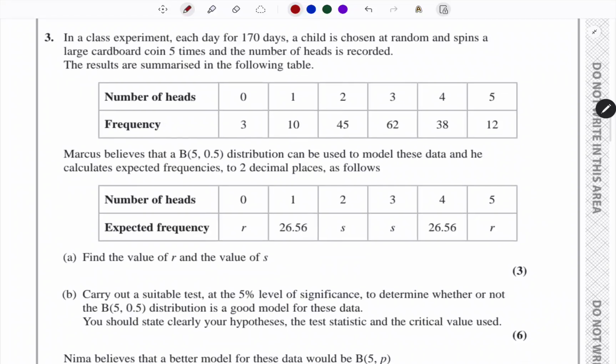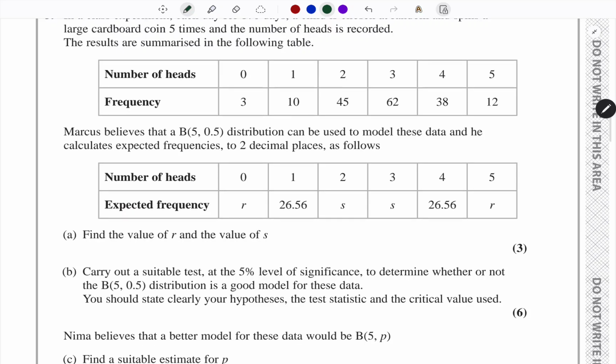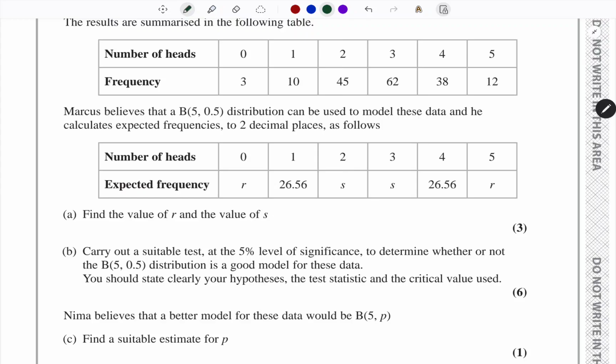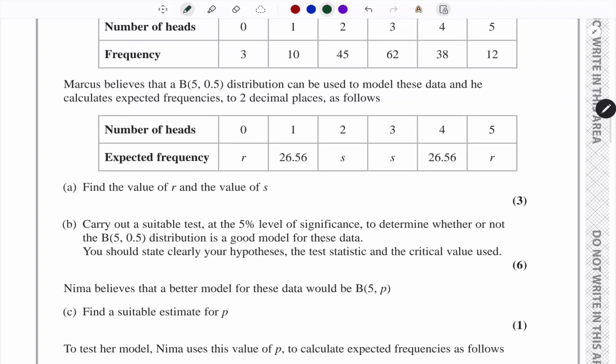How much space is given? Okay, so in a class experiment each day for 170 days, a child is chosen at random and spins a large cardboard coin 5 times, and the number of heads is recorded. The results are summarized in the following table. It must be a chi-square test. Marcus Aurelius believes that a binomial distribution with parameters 5 and 0.5 can be used to model this data, and he calculates expected frequencies to 2 decimal places as follows.